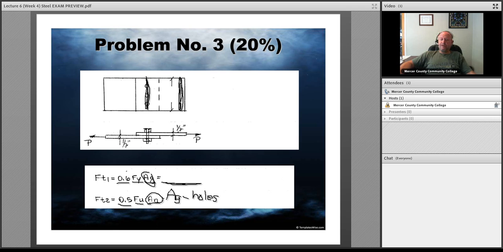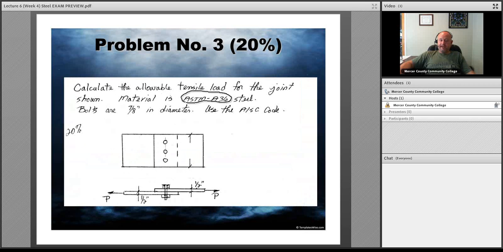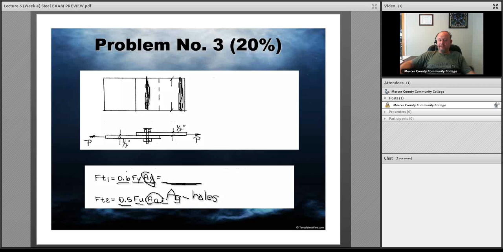Now how are you going to know which one is the answer? You're going to pick the lower of the 2. Think about it. The wording is calculate the allowable load. So if someone gave you this joint and they said, how much load can I put on this before it breaks apart? You would say, well, I calculated FT1, I calculated FT2, and whichever one is smaller, that's your answer. So that's how you're going to do this part.